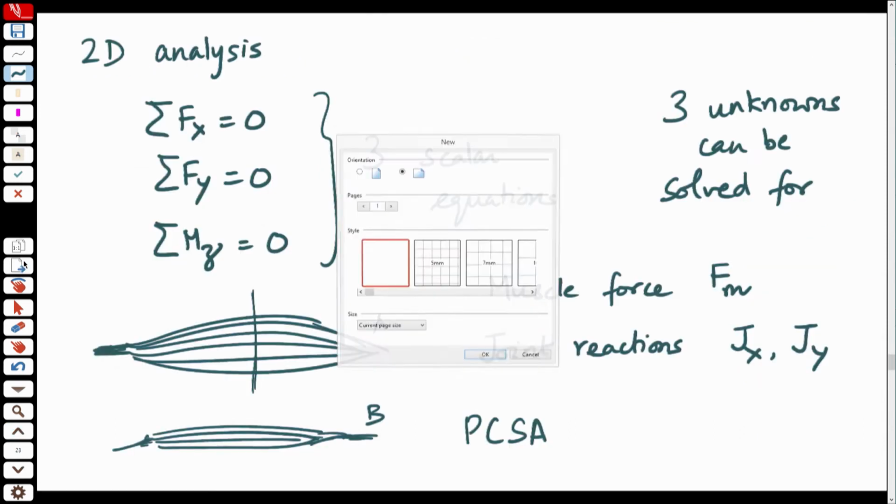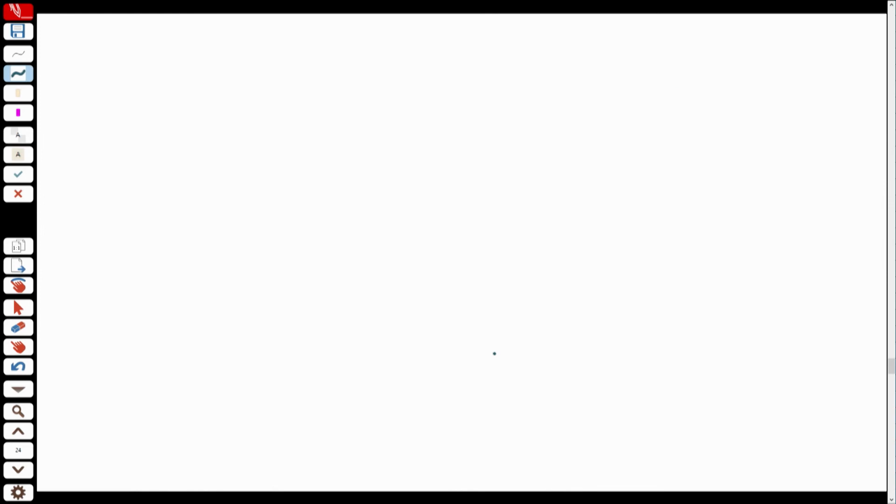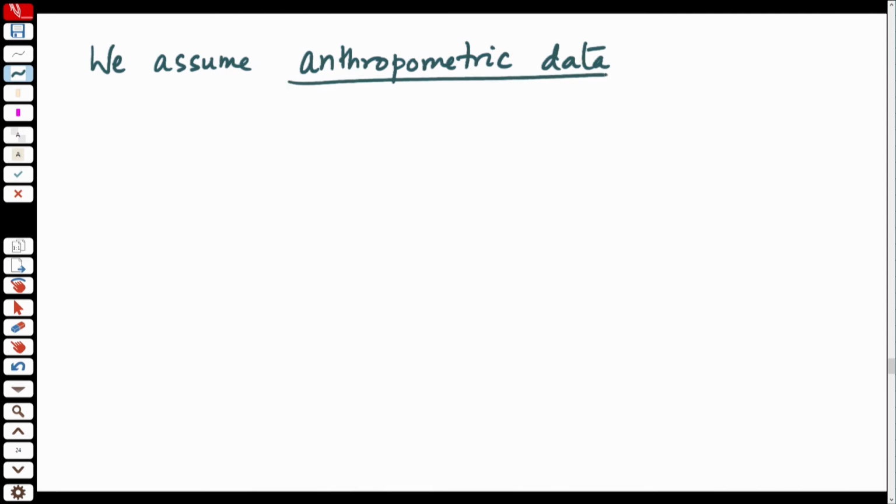Before we go to that, we assume that anthropometric data, I will come to what that is, about the segment to be analyzed is available.